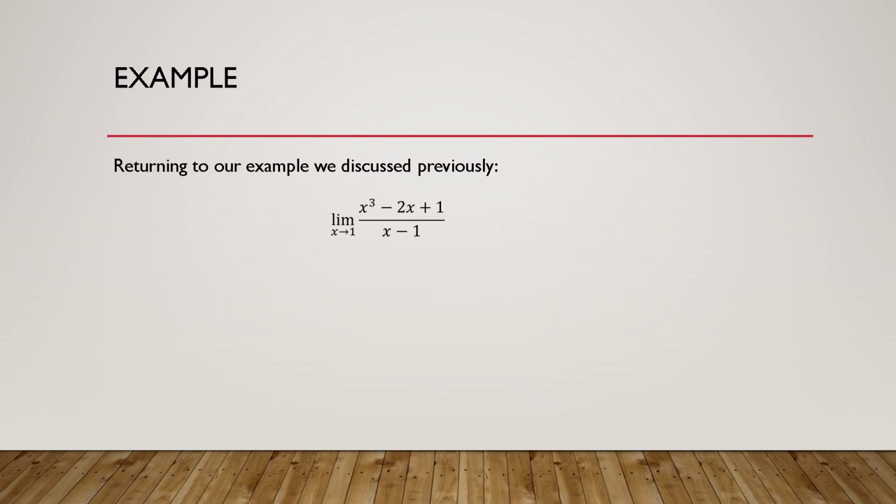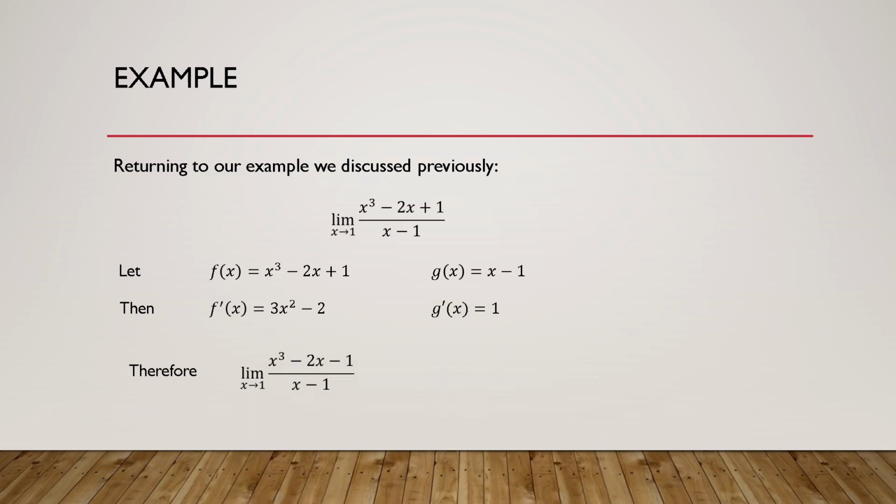Returning to our example we discussed previously, the limit of x cubed minus 2x plus 1 over x minus 1 as x approaches 1. First, we let f of x equal x cubed minus 2x plus 1, and let g of x equal x minus 1. That would make f prime of x equal to 3x squared minus 2, and g prime of x equal to 1. Therefore, the initial limit is equal to the limit of 3x squared minus 2 over 1 as x approaches 1. Take this limit, and you get your final answer. The limit equals 1.